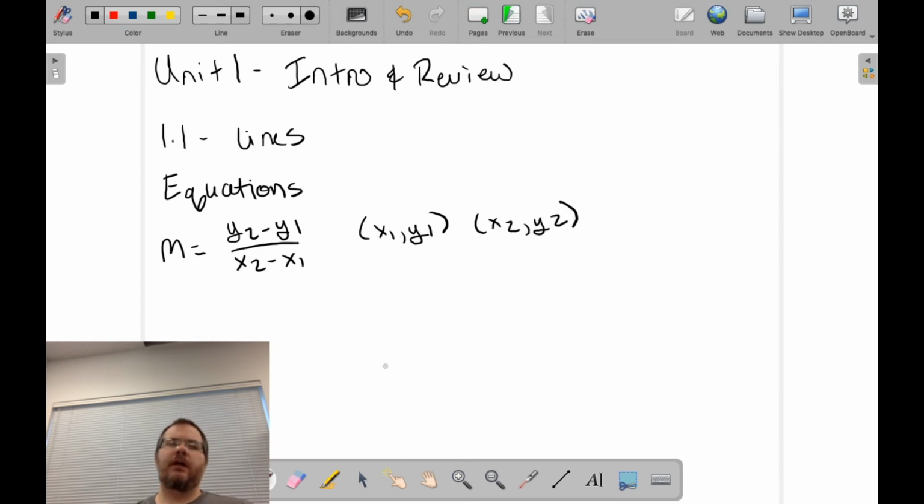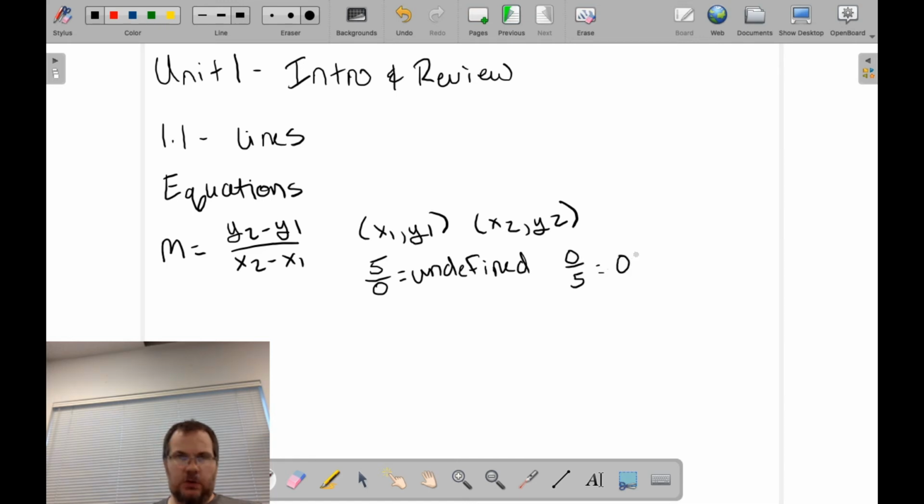Now bear in mind that slope can be 0 if the two y values are the same, and if the two x values are the same, you'll have a division by 0, which means that the slope is undefined. So anything, I'll just put a 5 over 0, is undefined because you can't divide by 0. However, if it's the other way around, 0 over 5, that's just 0 because you can divide by numbers that aren't 0. Alright, cool. So there's slope.